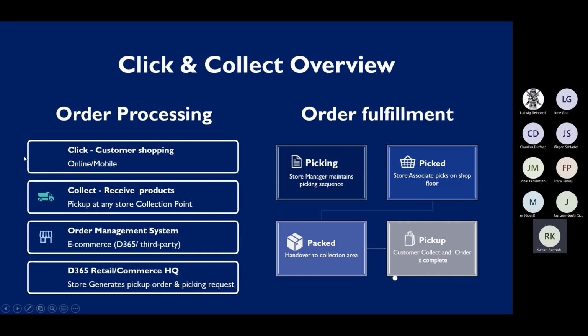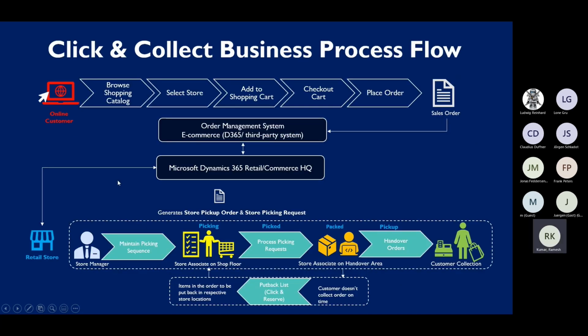Majorly it has two processes, which are order processing and order fulfillment. These are the two phases, and we have majorly four statuses, which are picking, picked, packed, and pickup. I'll just go to another page. Yeah, so this is an overview.